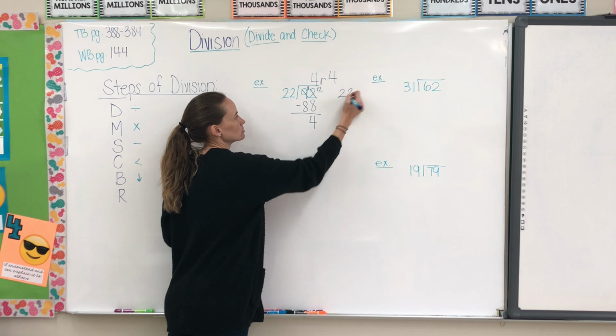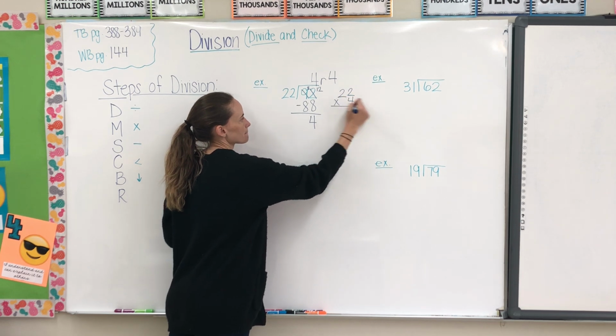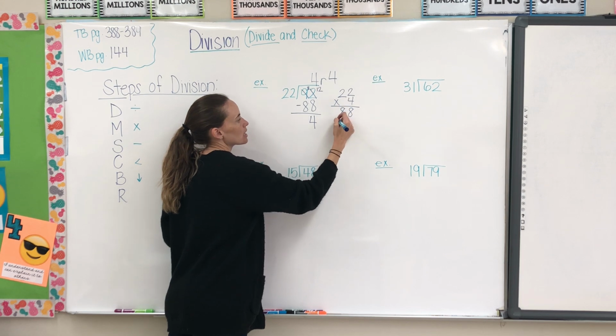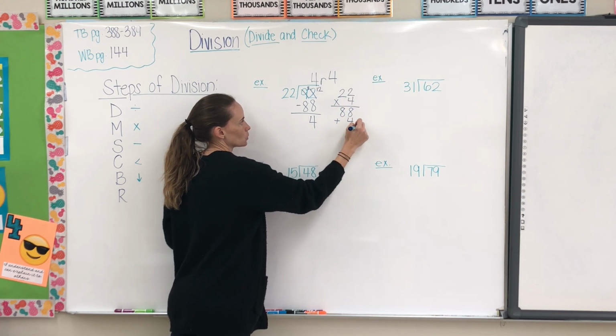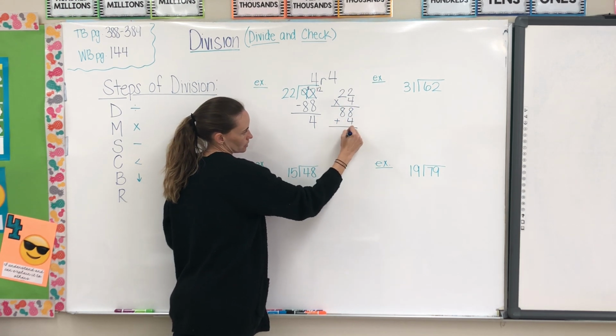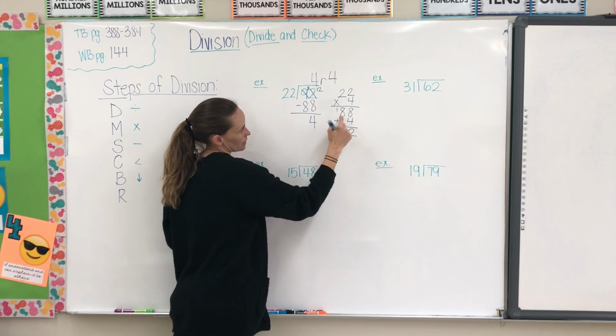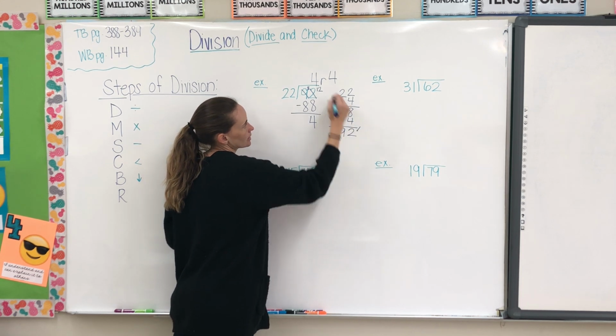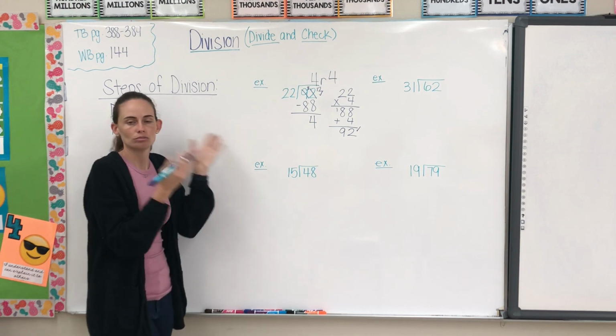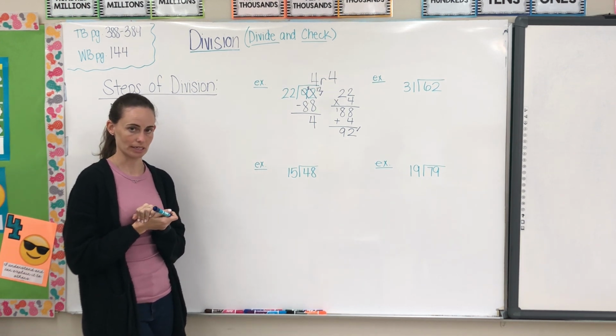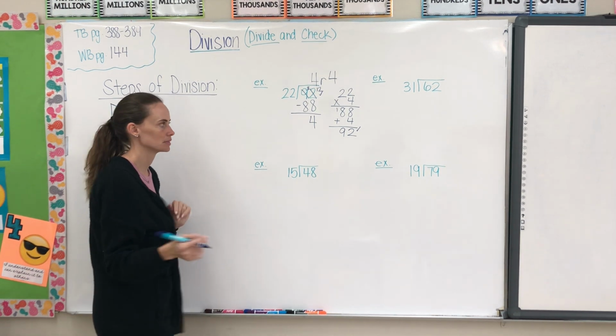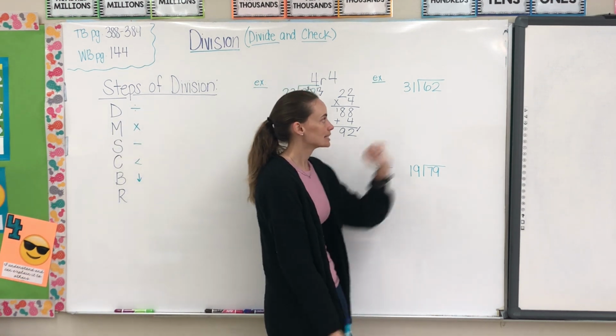22 times 4. 4 times 2 is 8. 4 times 2 is 8. Plus our remainder, 4. 8 plus 4 is 12. 1 plus 8 is 9. 92. Our answer is correct. Okay? Same steps. Let's try the next one.